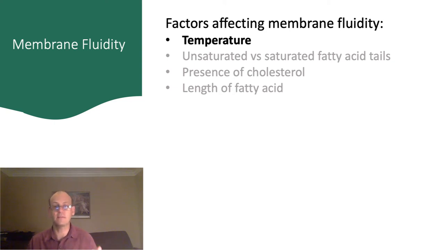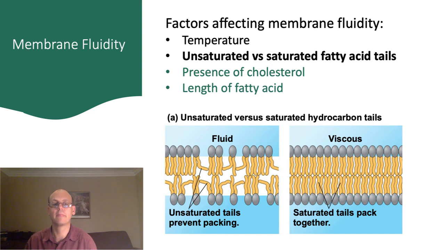The first is temperature. When a membrane is warm, there's more thermal energy of the molecules. They're less stable and they tend to move more, resulting in higher fluidity at those temperatures. When the temperature is cold, the membrane solidifies somewhat, in the same way that bacon fat solidifies when you cool down the frying pan.